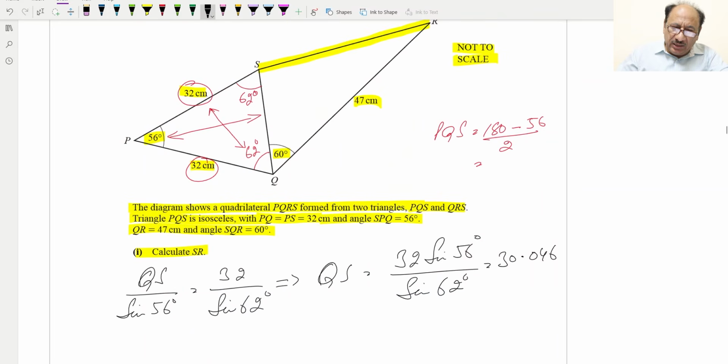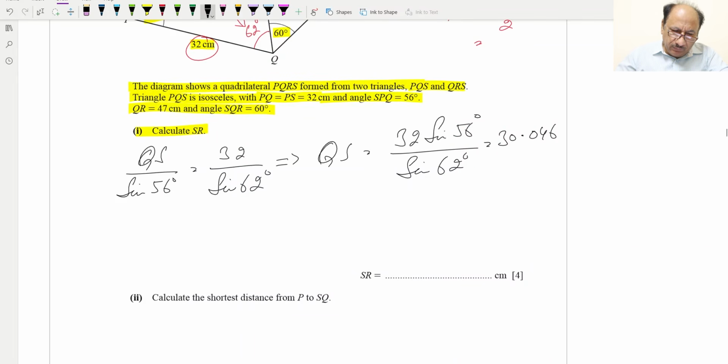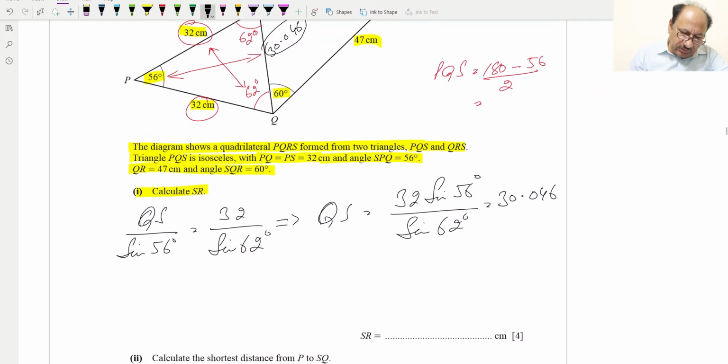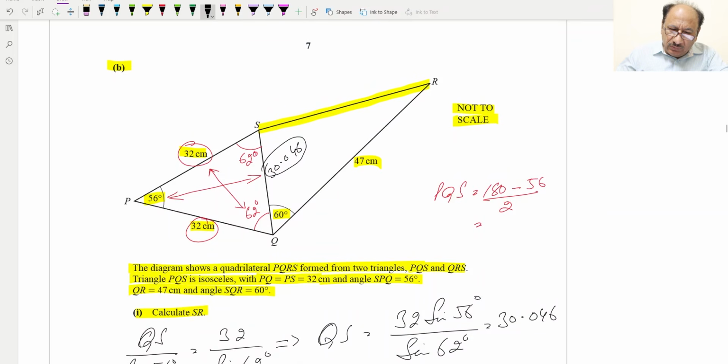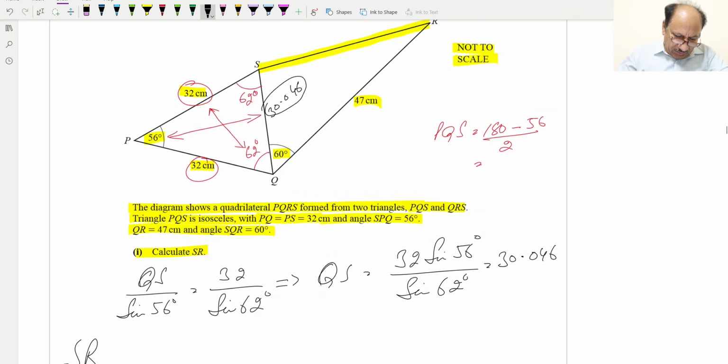Now we need to find SR, which is our target, and 30.046 we can indicate over here. So this is basically the QS length which we found. Now we are going for SR, which is required. Calculate SR. So SR will be equal to, now we will be applying the cosine rule. We have two sides and the included angle, so we can apply the cosine rule.